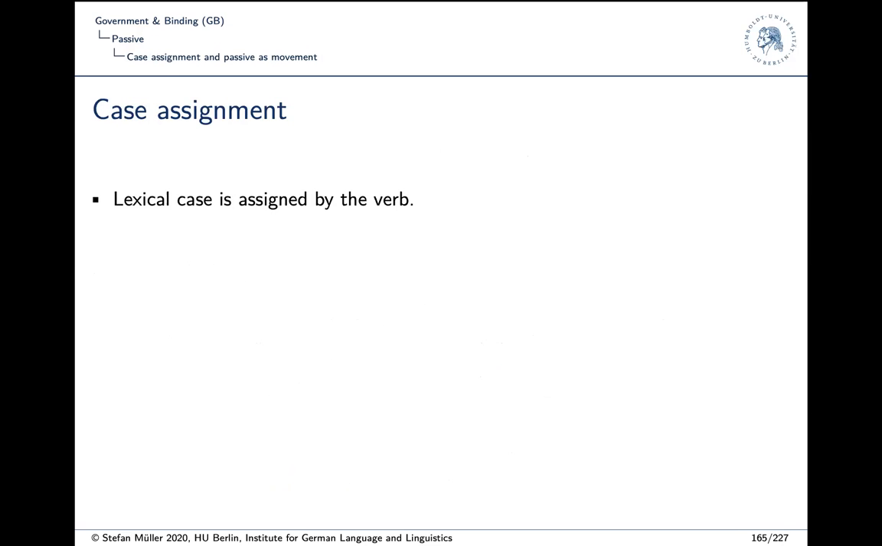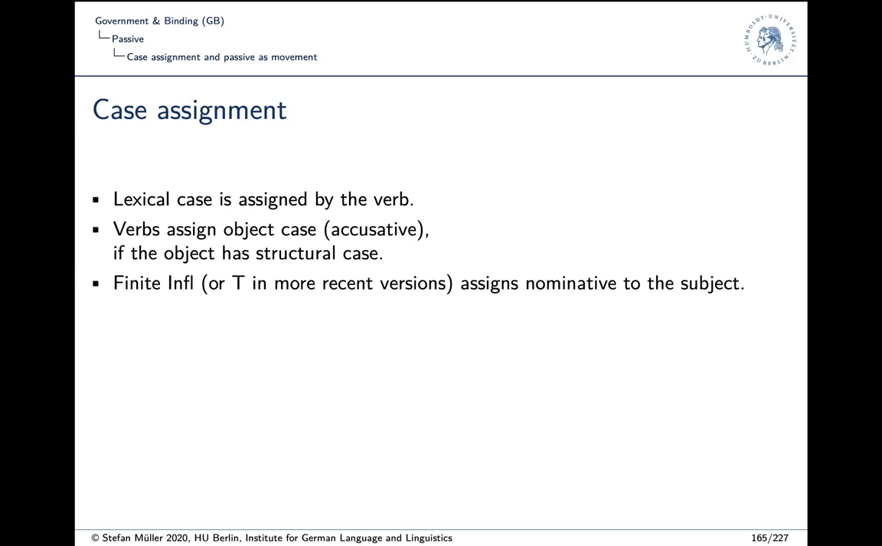Okay, so how does case assignment work? What I told you until now is something that we will reuse when we talk about other theories. That's basically the structural case, lexical case distinction. And now we are turning to the concrete proposal in government and binding and how they do case assignment in this theory. So we have lexical case on the one hand that's assigned by the verb, no problem. And then we have the structural case and verbs assign their objects accusative if the object has structural case.